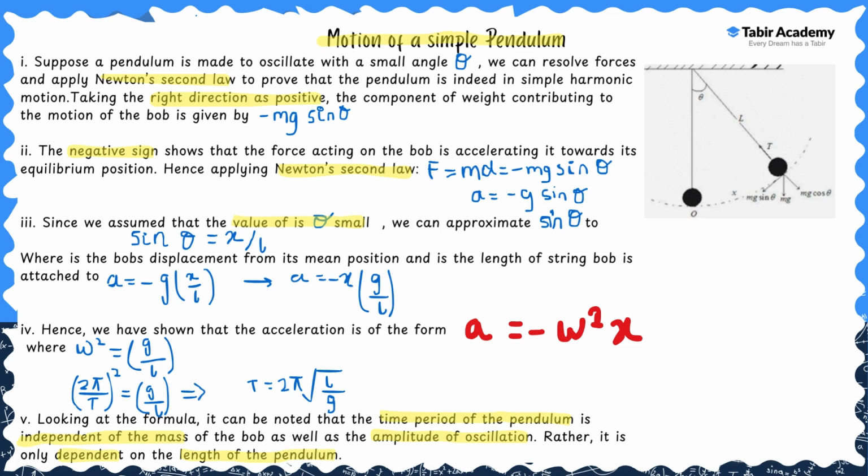So previously we calculated that the formula for the acceleration is a is equal to minus w square x, where w square is equal to g over L. If we substitute this in the formula for time period, we'll get T is equal to 2 pi multiplied by square root of L over g. So from this formula we can note that the time period of the pendulum is independent of the mass of the bob and it is also independent of the amplitude of the oscillation. We can see that our time period is only dependent on the length of the pendulum.